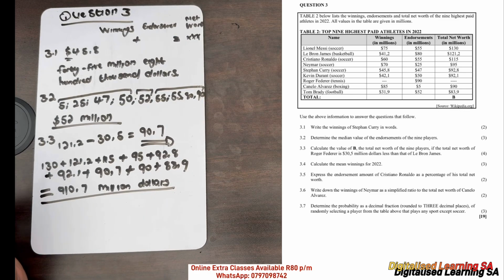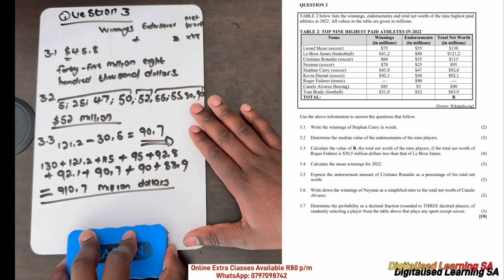So now let's move to the next question, which is question 3.4. But we don't have enough space because we need to calculate our mean. So let's first create our space.